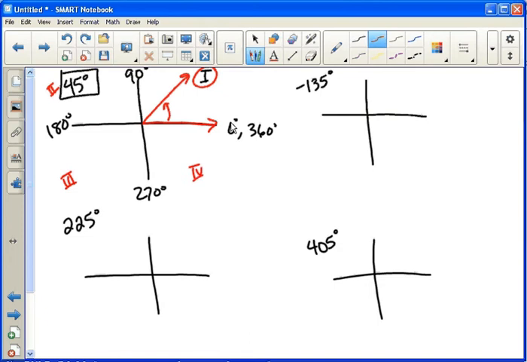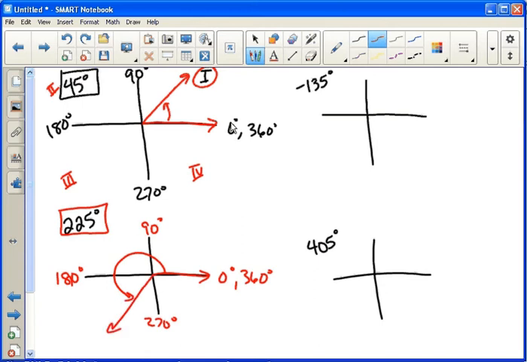So the next one here is 225 degrees. So again, 0, 90, 180, 270, and 360. Okay, so 225 would fall in between 180 and 270. So it would start here, and it would go all the way around to somewhere between 180 and 270. We'll just draw it about there. And that would be our 225-degree angle. And it's in quadrant 3.